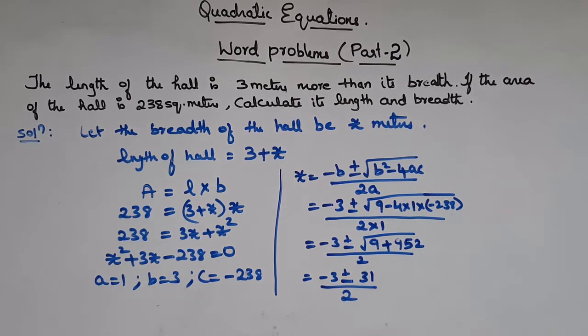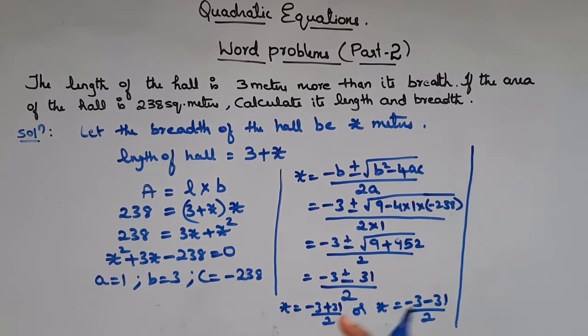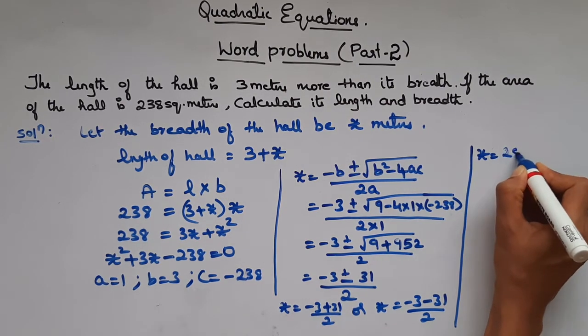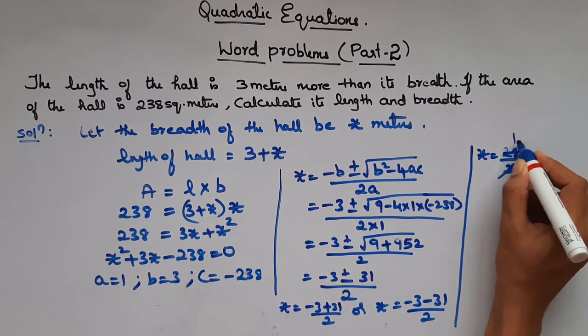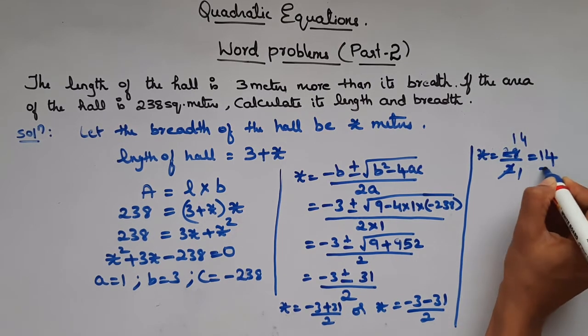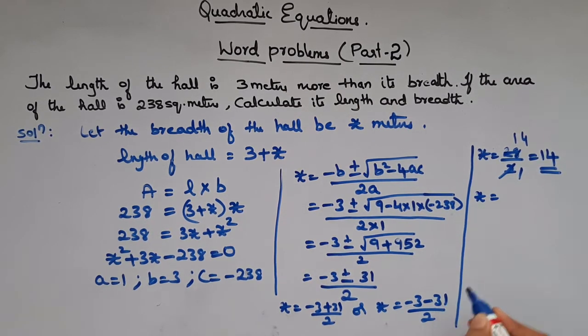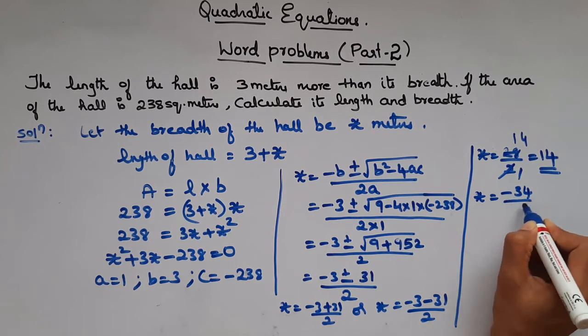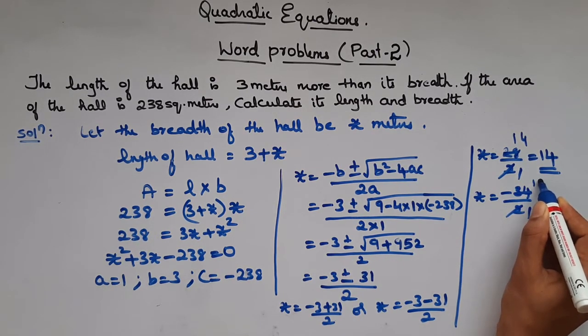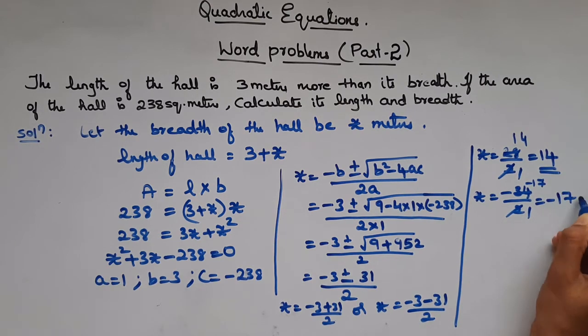So divided by 2, this means x is equal to minus 3 plus 31 by 2, or x is equal to minus 3 minus 31 by 2, right? In this case minus 3 plus 31 is 28 by 2. 2 ones are 2, 2 fours are 8, so x is 14. Now in this case x is equal to minus 3 minus 31, which gives minus 34 by 2. 2 ones are 2, 2 sevens are 14, so minus 17, right?